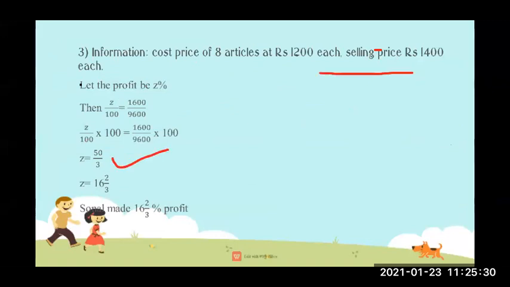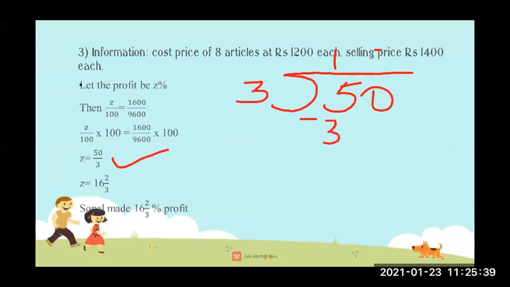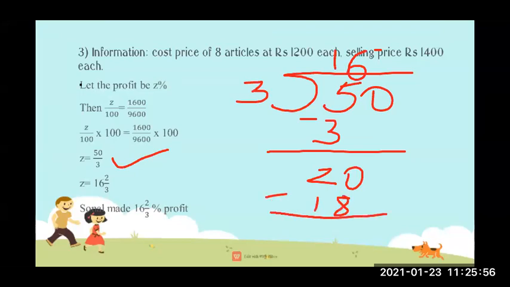Now I will divide 50 by 3. Now 3 ones are 3. Now 5 minus 3 is 2. 0 we will carry down. 3 5s are 15. 3 6s are 18. Now 20 minus 18 we got 2. Now here only we will stop.